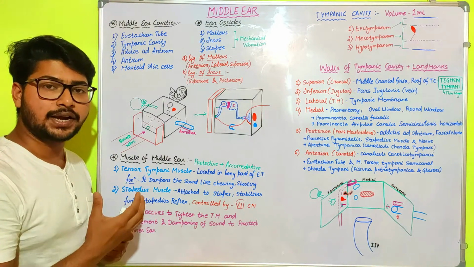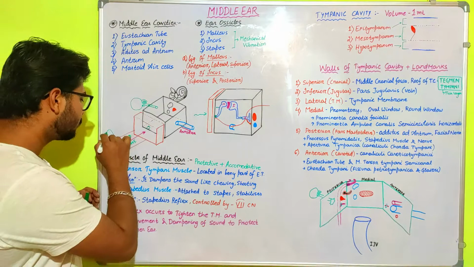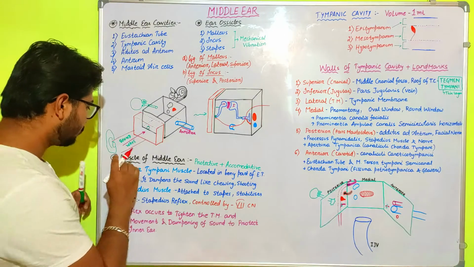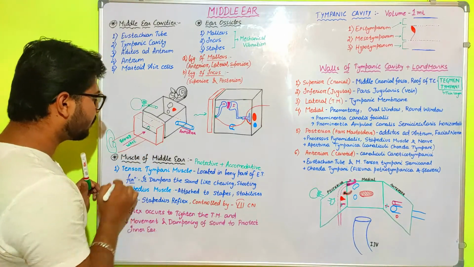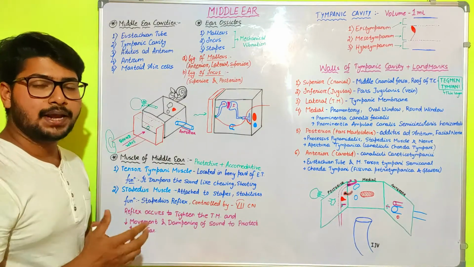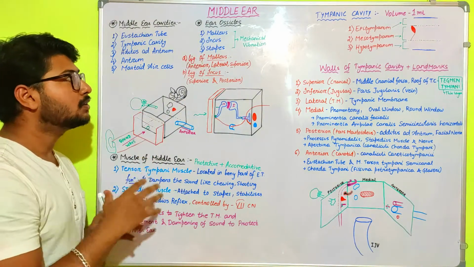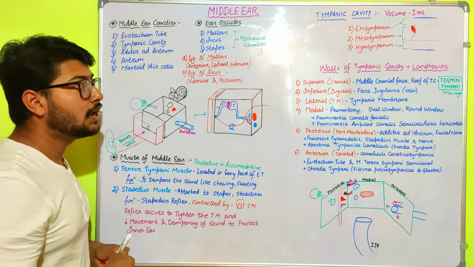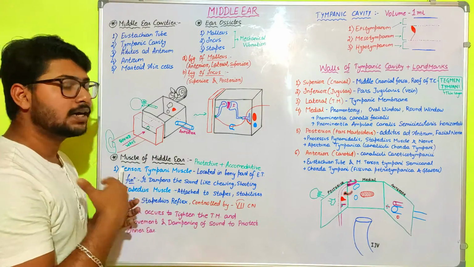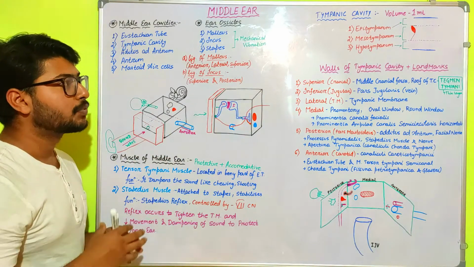The external ear contains the pinna or auricle, then the external acoustic meatus. So this is the pinna or auricle, and it contains the external acoustic meatus, and after that the tympanic membrane. Behind the tympanic membrane we have the middle ear, and the contents of the middle ear are present in the tympanic cavity. In this video we are going to cover the contents and functions of the middle ear and the walls of the tympanic cavity.